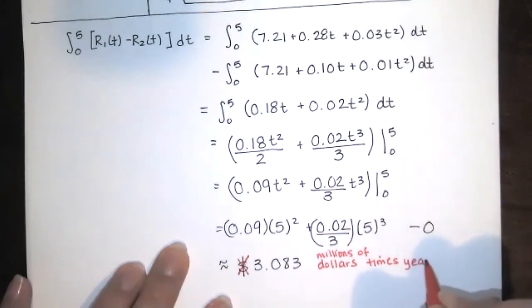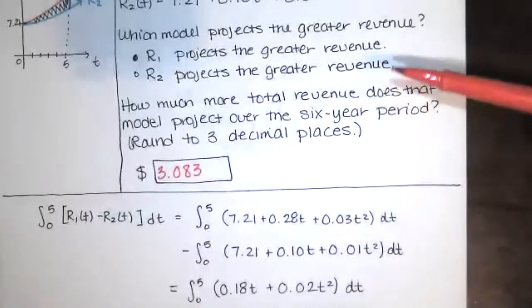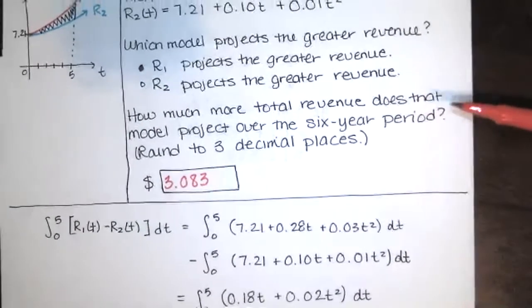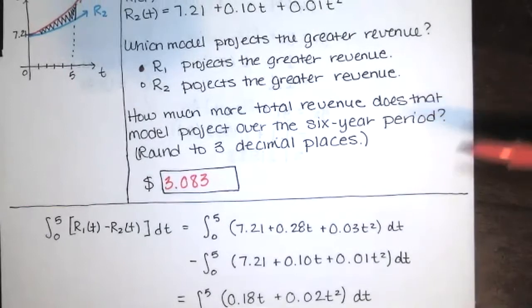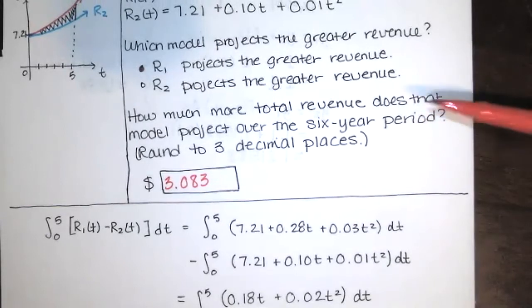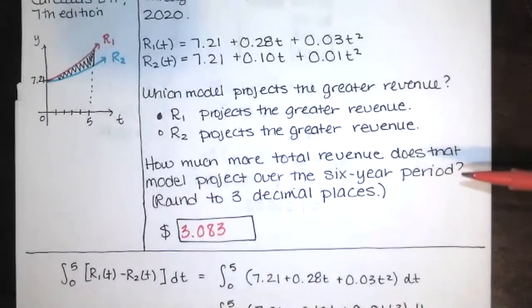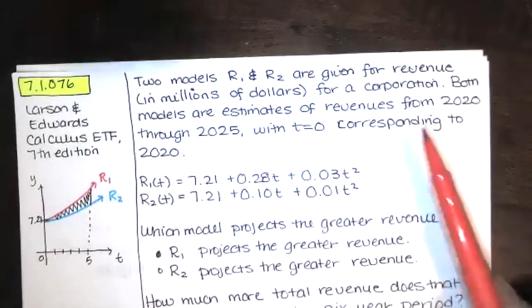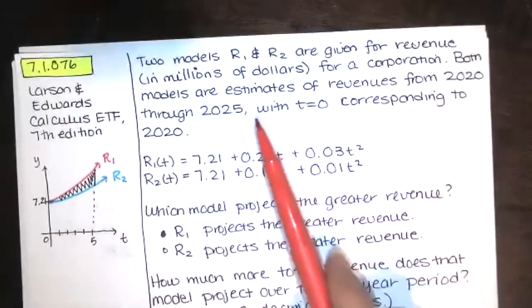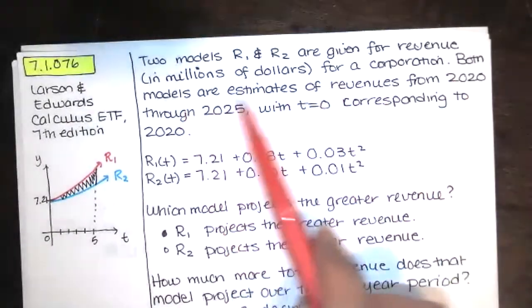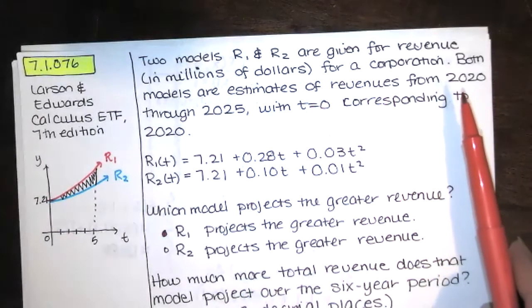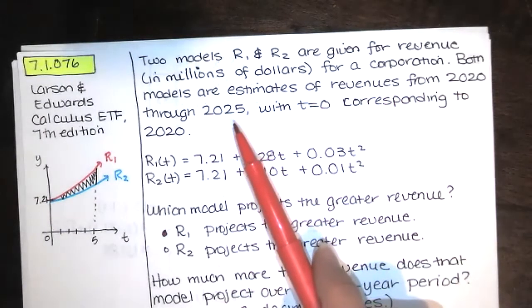And obviously that is not how much more total revenue the first model projects over the second model over the entire 6-year period. And they mentioned a 6-year period. If you're saying to yourself, why 6 years rather than 5 years? Let's look at what they said again. They said both models are estimates of revenues from 2020 through 2025.